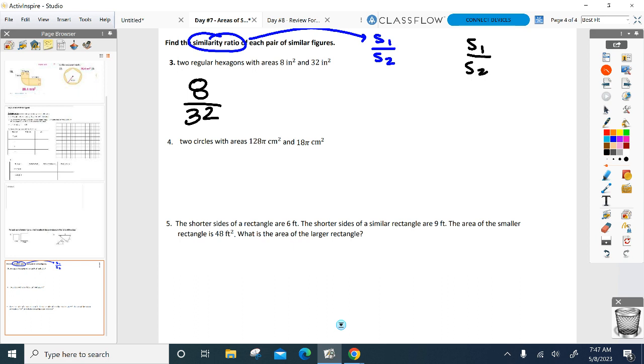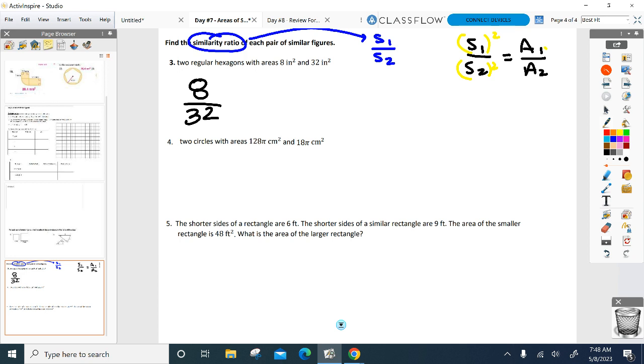S1 over S2. What do I need to do with them to get to the area? Right? I needed to square them. All right, well, now I'm giving you this stuff. How do I go backwards?